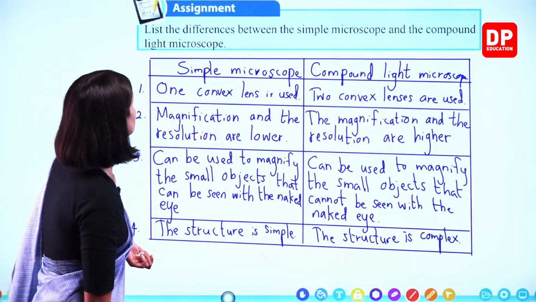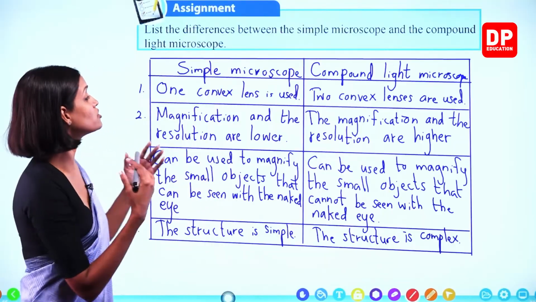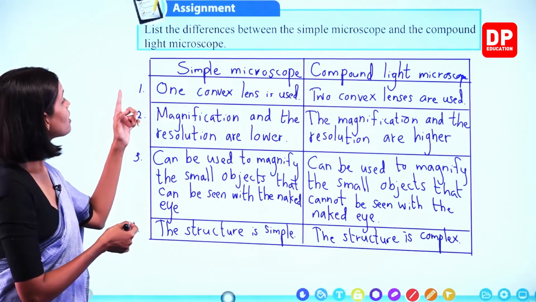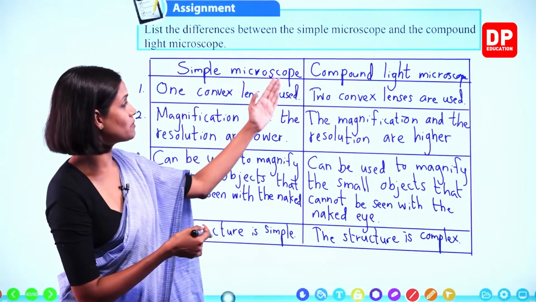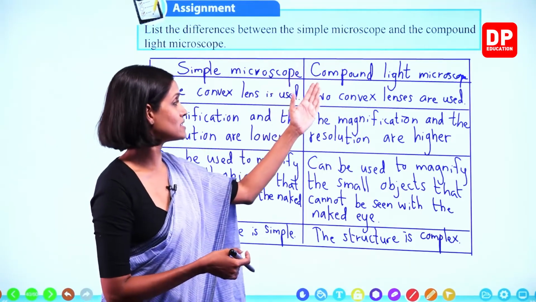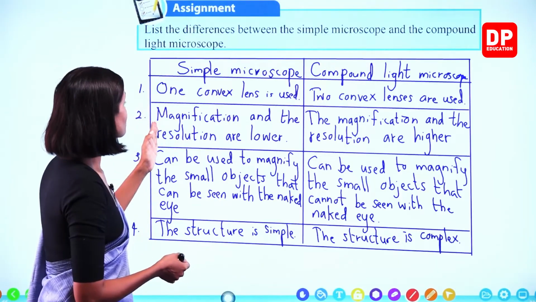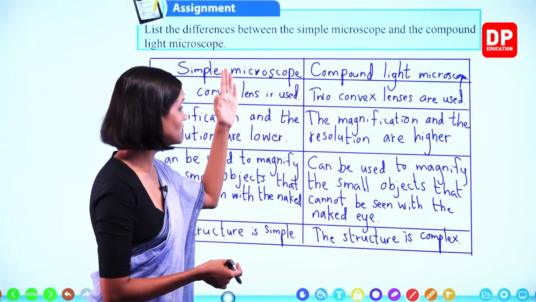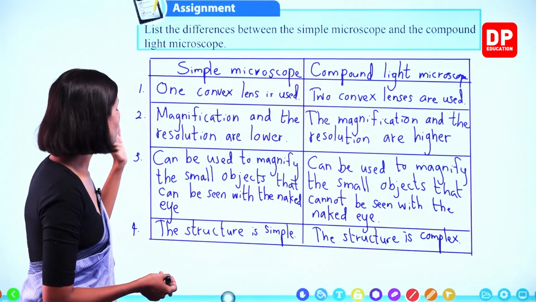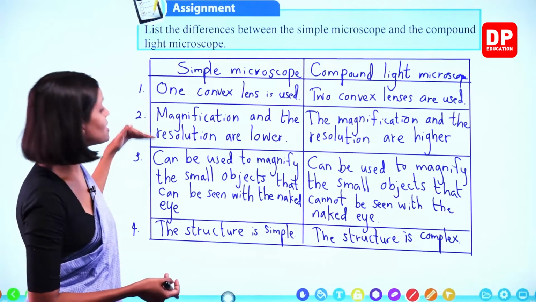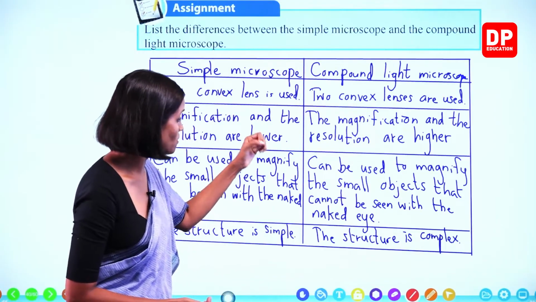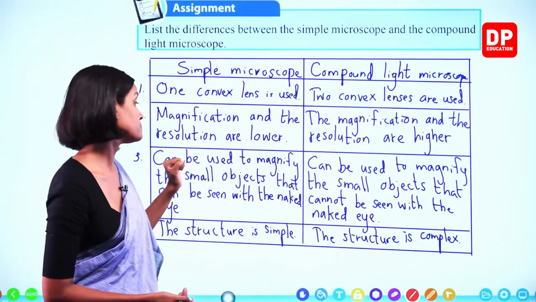Right, children? So check whether in the list that you wrote, in the differences that you wrote, these are mentioned or not. Okay? Simple microscope and compound light microscope, the differences. One convex lens is used. Here two convex lenses are used. Right? Magnification and the resolution are lower. Here the magnification and the resolution are higher. Right? Can be used to magnify the small objects that can be seen with the naked eye. Here can be used to magnify the small objects that cannot be seen with the naked eye.